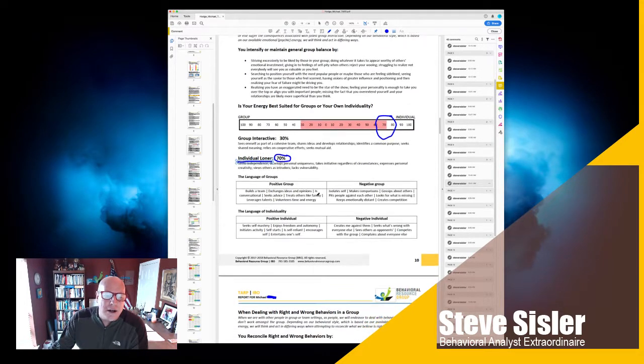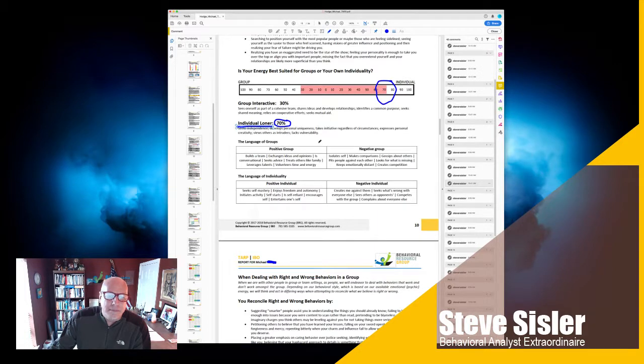So what you do is you go down here and you look at these statement sets. So this is the language of groups and the language of individuality. So he's an individual, not a group orientation style. So you have positive individual and you have negative individual. Are you a negative or a positive individual? Okay? So here's the positive individual. Here's what they do as an individualistic thinker. They seek self-mastery. They're not trying to master you. They master themselves. They enjoy freedom and autonomy. Personal freedom and autonomy. They initiate activity without anybody else's help. They self-start. They don't wait for you to kickstart their engine. They're self-reliant. They encourage themselves. And they entertain themselves. That's individualism.